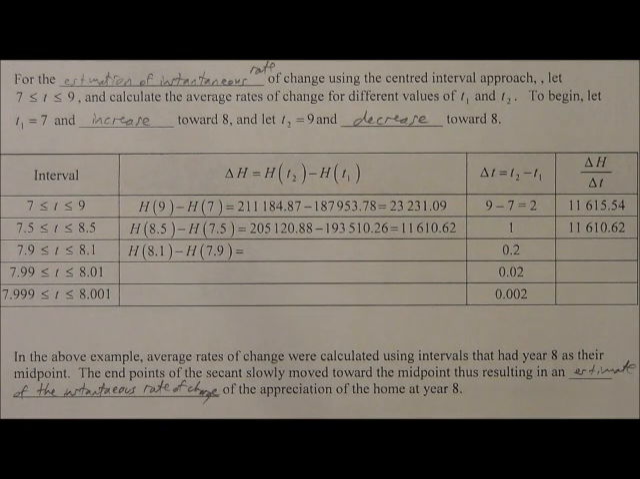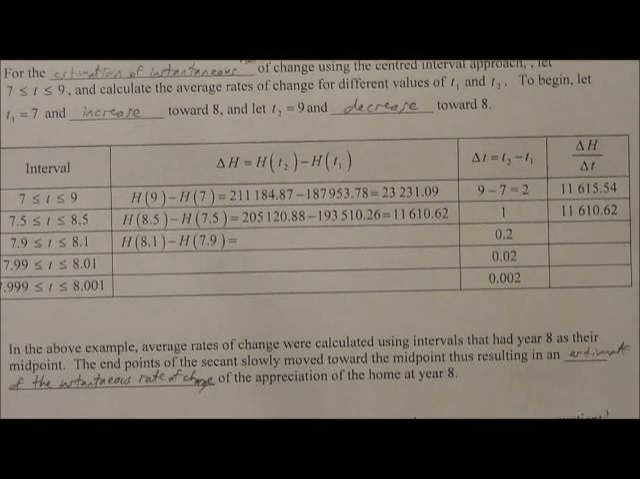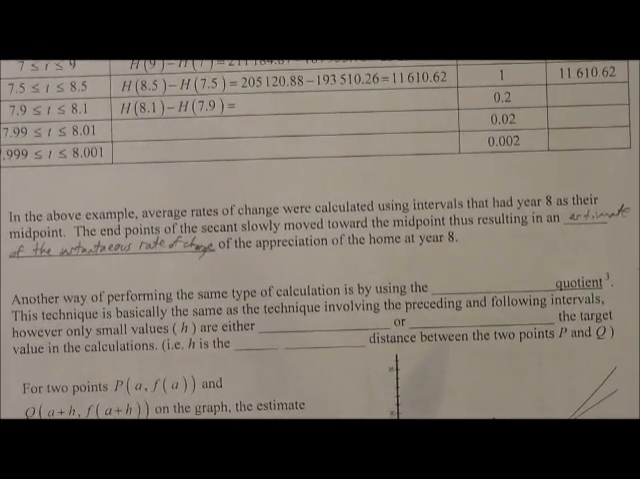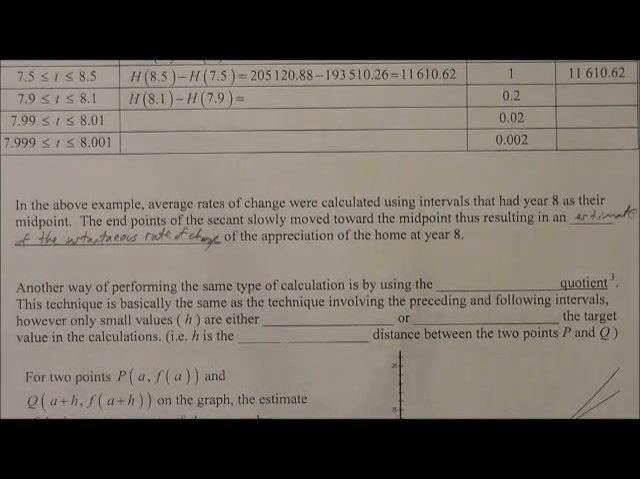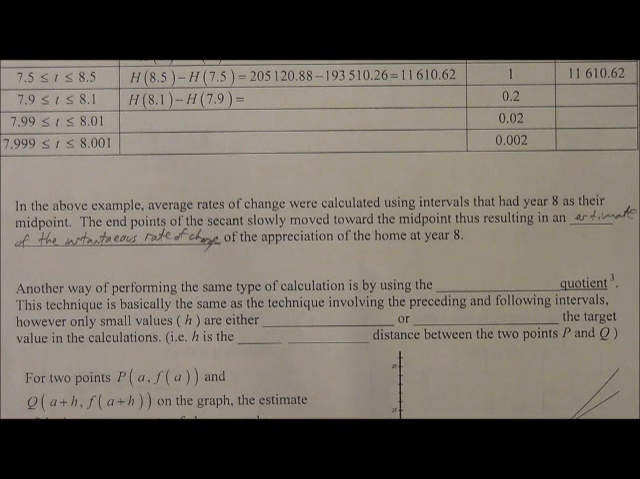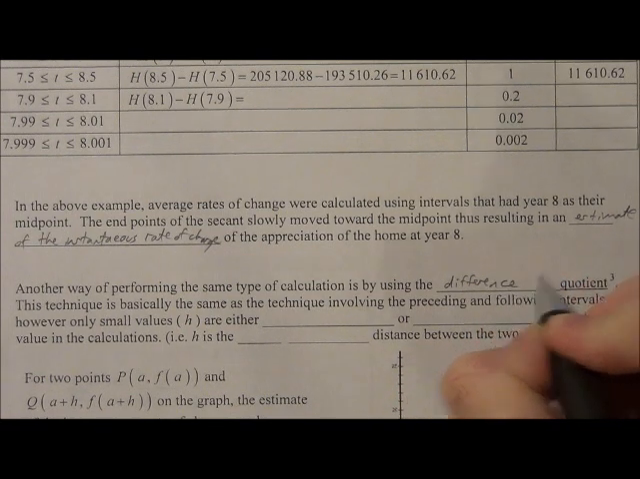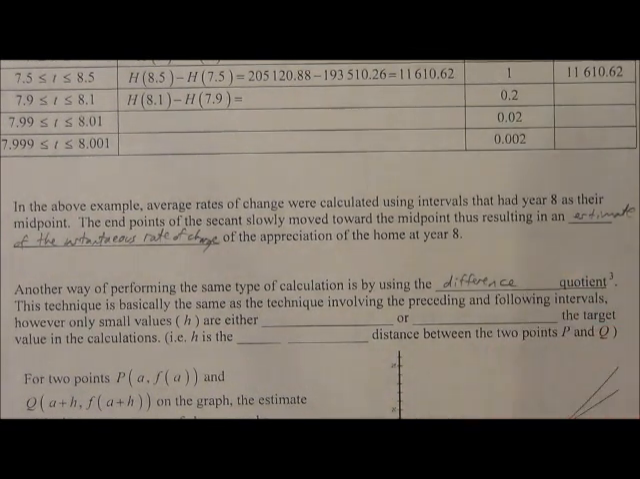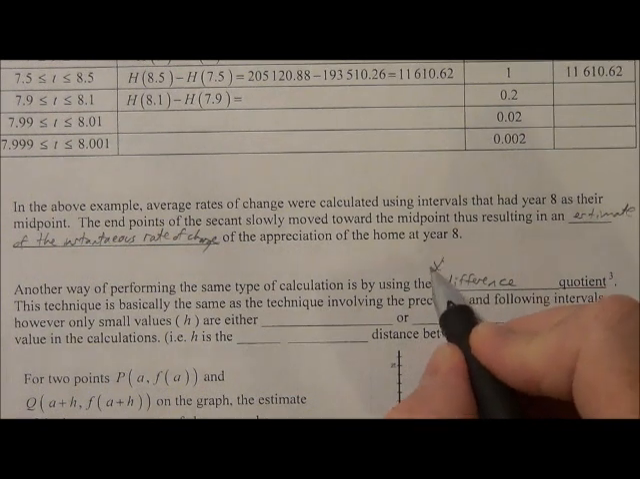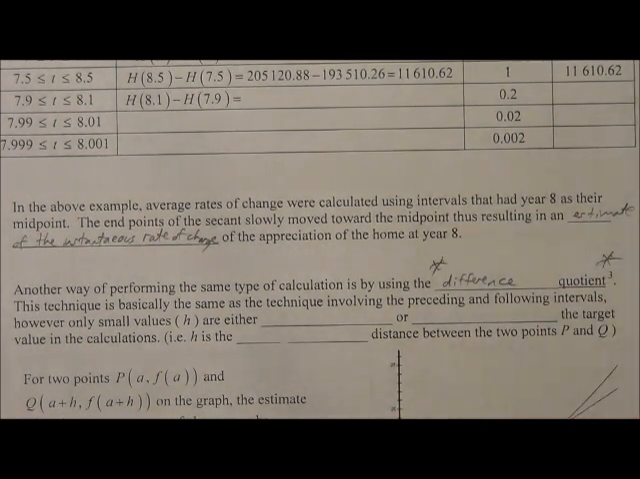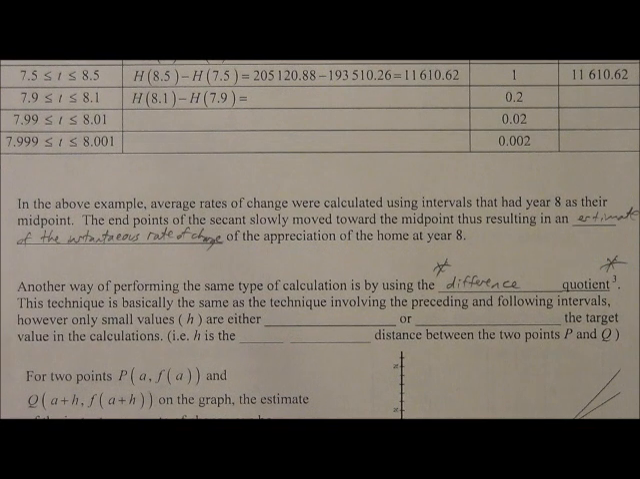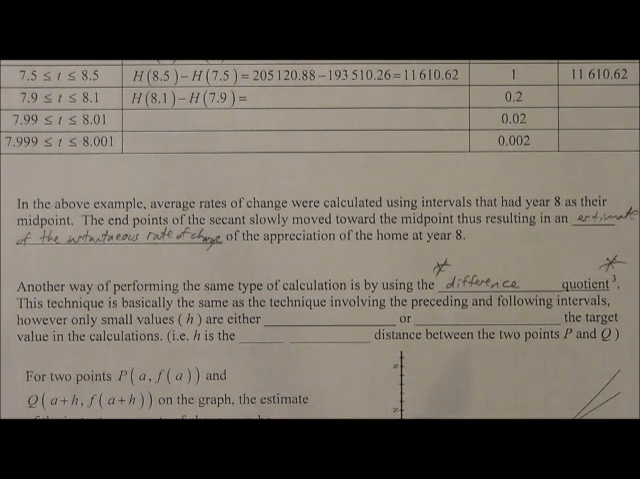Now yet another way, a third way of finding the instantaneous rate of change, or estimating the instantaneous rate of change, is using the difference quotient. And the difference quotient is worth putting little reminders around, because that's the one that's going to be the most important for you to know for the rest of this course and into calculus, should you choose to take that course.